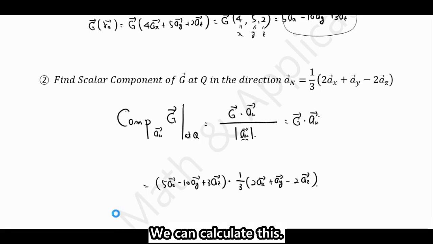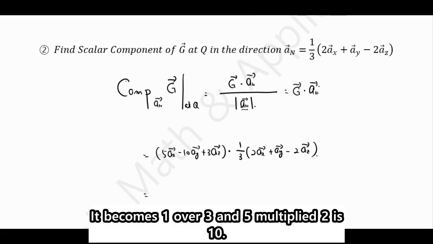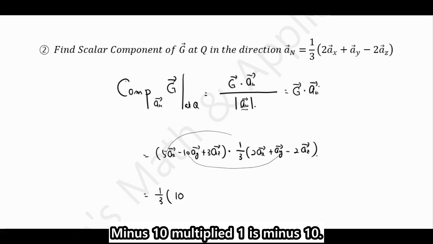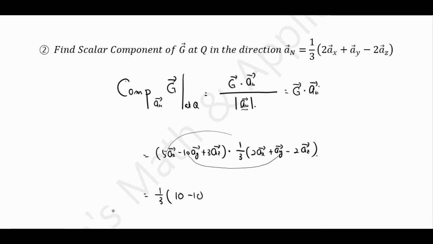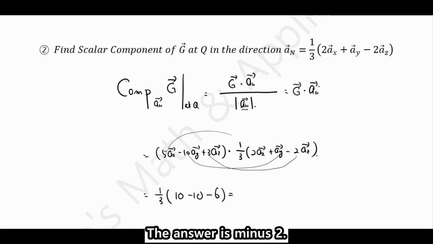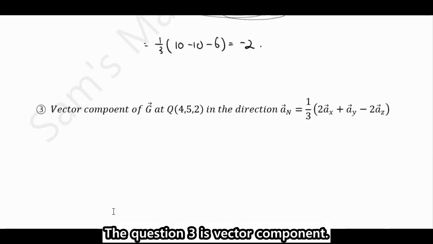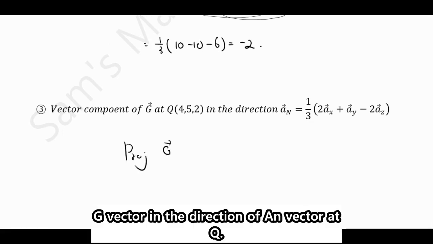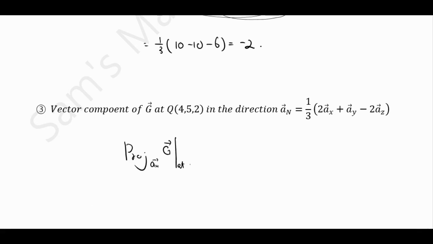We can calculate this. It becomes 1 over 3 times: 5 multiplied by 2 is 10, minus 10 multiplied by 1 is minus 10, 3 multiplied by minus 2 is minus 6. The answer is minus 2. Question 3 is the vector component of G vector in the direction of a_N vector at Q.